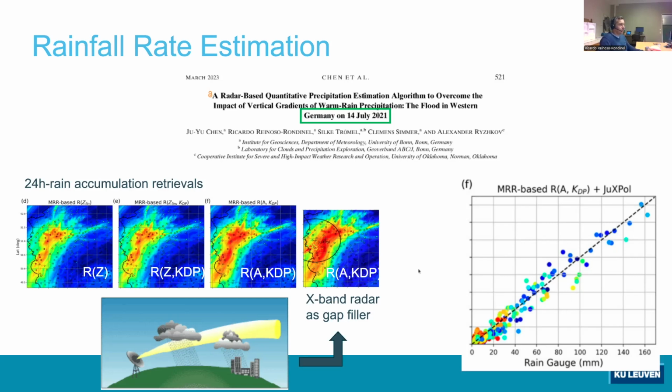So this case was actually pretty interesting because it had a lot of development of precipitation at low altitudes, and that's when most of the time the radars underestimate the precipitation. But rain gauges could help for sure, or a gap filler as well.